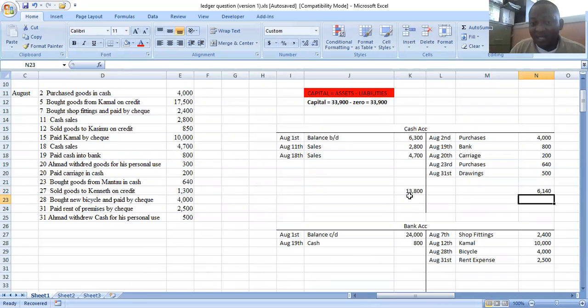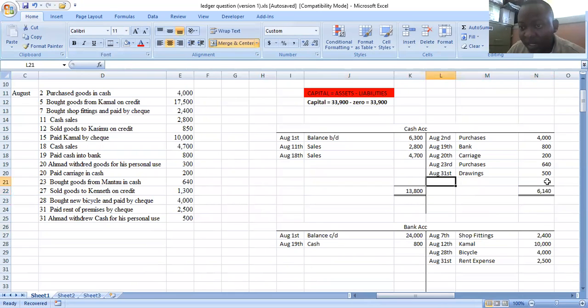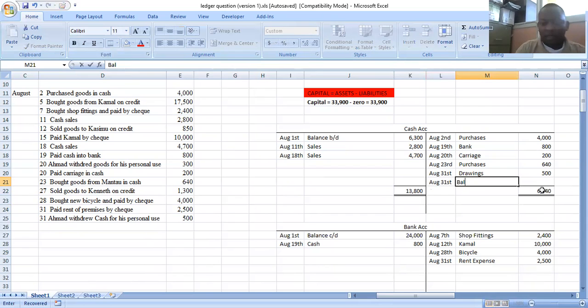So as you can see, the two totals are not equal. So we need to equate them. To equate these totals, we add something on this credit side so as to make the totals equal. In this case, we shall take the higher total and insert it here. So to insert it here, we insert, let's say on August 31st, we have the balance carried down.